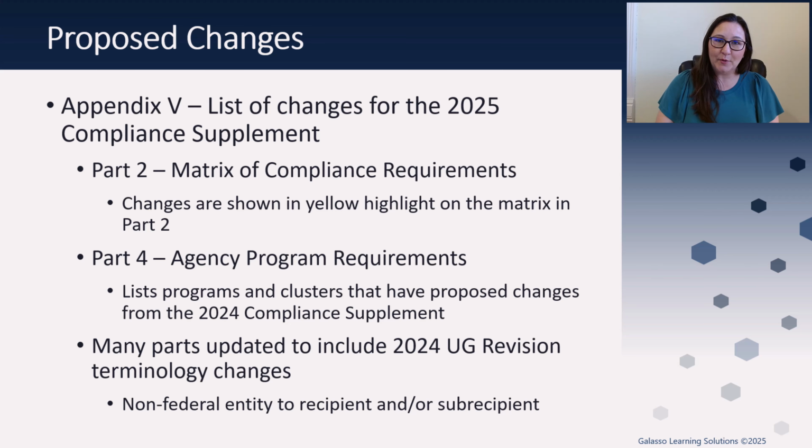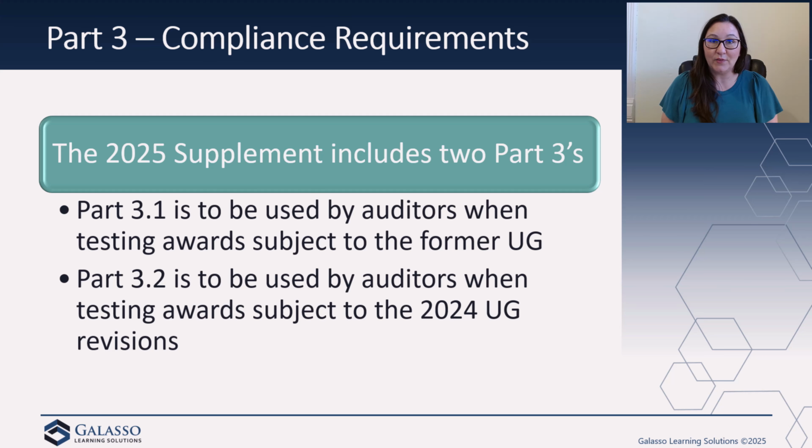Another item that I want to highlight is that we are going to have, again, 2 Part 3s. We've seen this in the past. And so what does that mean? Well, Part 3.1 is going to be used by auditors that are looking at programs that fall underneath the former uniform guidance. Our 3.2 is going to be used by auditors when they're looking at awards that were subject to the 2024 uniform guidance revision. So that's the only difference there: 3.1 is prior uniform guidance, 3.2 is 2024 uniform guidance revisions.